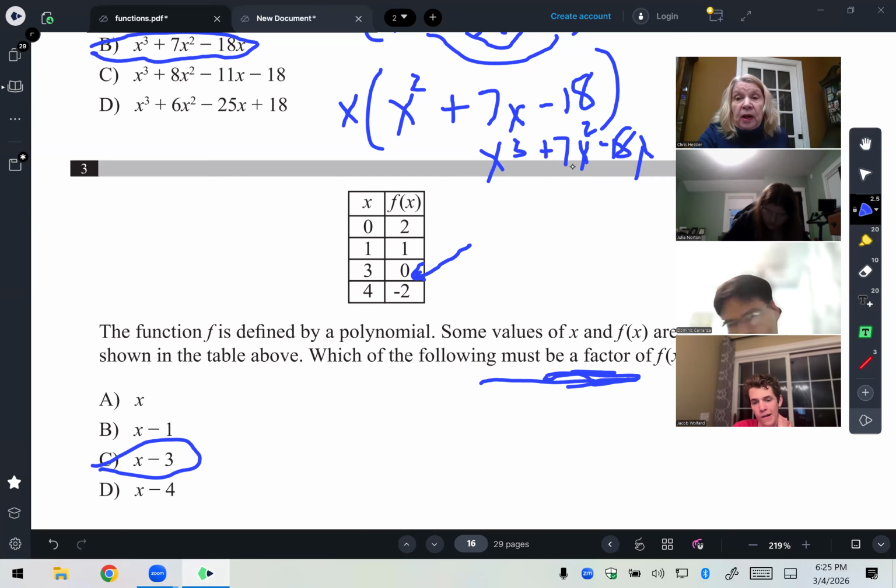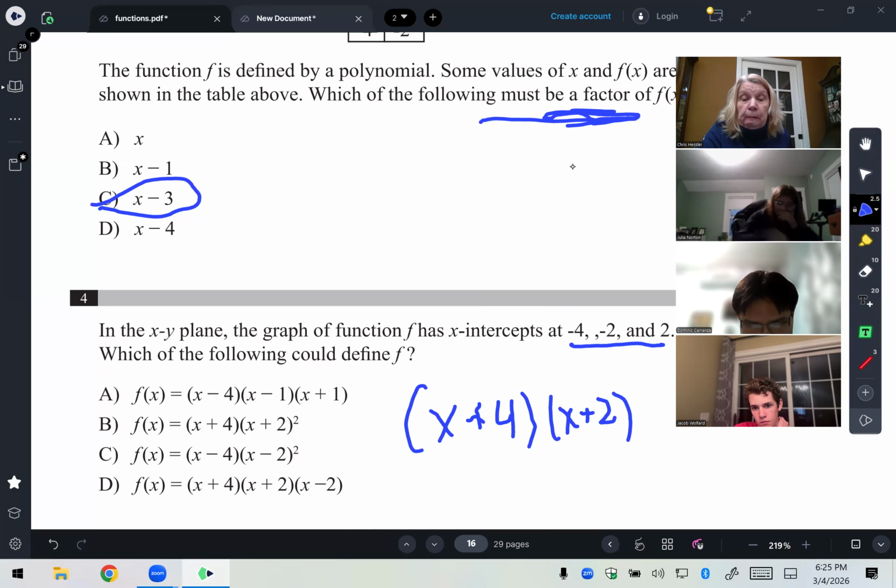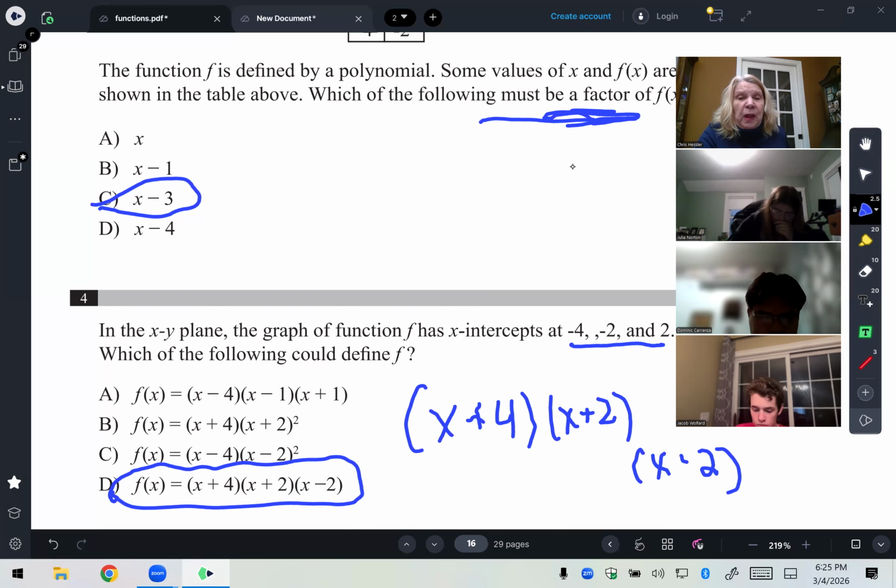Okay, all right. It makes sense, Jacob, Dominic, sort of, Julia. Thanks for staying with me, guys. Okay, here we have x-intercepts at -4, -2, and 2. So that would be x plus 4, x plus 2, and an x minus 2, which would be D. That'd probably be like a middle question.